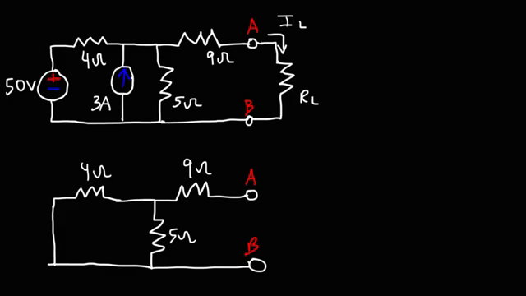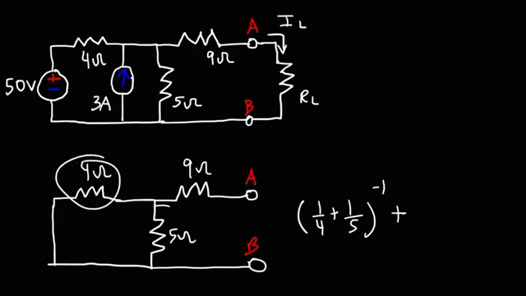Now, notice that the 4 ohm resistor is in parallel to the 5 ohm resistor. So the equivalent resistance of those two resistors will be (1/4 + 1/5)^-1. Now, these two resistors are in series with the 9 ohm resistor, so we can add 9. If you want to, you can redraw the circuit like this. This can help you to see it better.